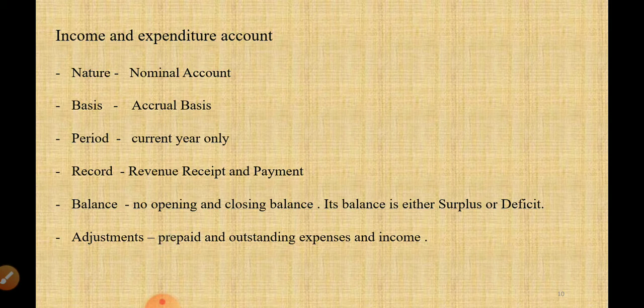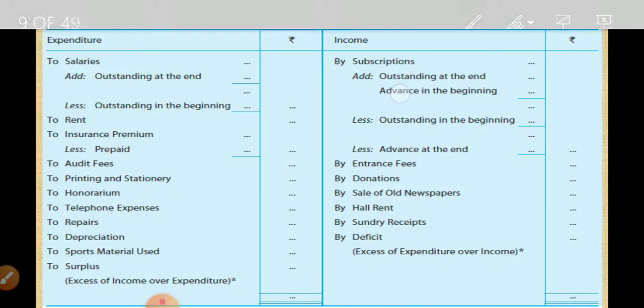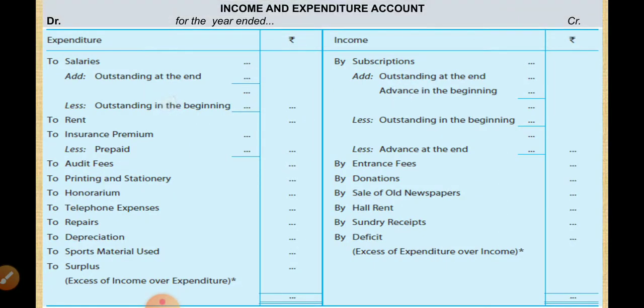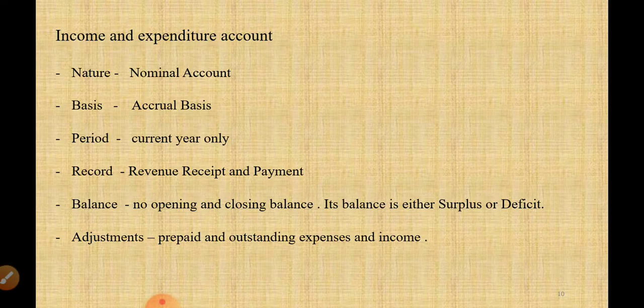Adjustment. Yes, you have to make adjustments for prepaid and outstanding expenses and income. That is what I explained to you here and here. And prepaid and advance income and expenses is not something new. You have already studied it in your financial accounting for sole proprietor, final accounts in 11th standard. Okay, students?